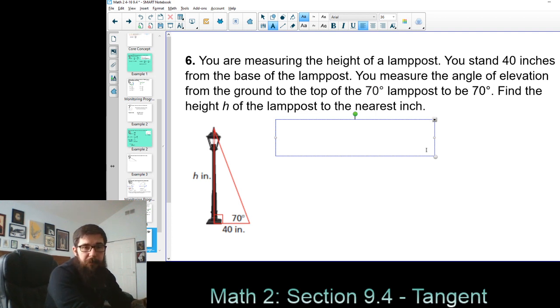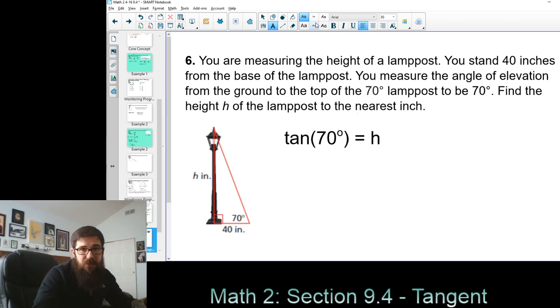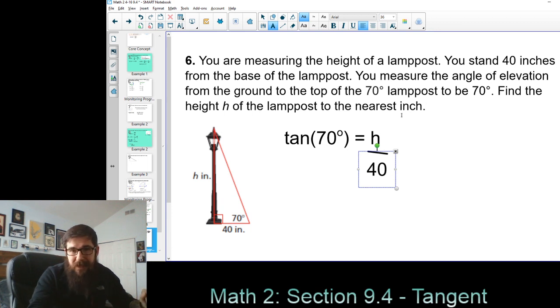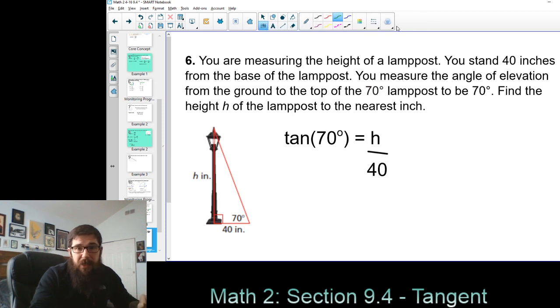Definitely everybody 100% paused. At this point, we're going to have tan of 70, that's my angle, equals my opposite side, which in this case is h, divided by my adjacent side, which is 40, and in this case, it's inches. Be careful about that since the question's asking us for inches at the end. Same sort of algebra as the last one. What do I do to get h by itself? Multiply both sides by 40 because it'll cancel the denominator.